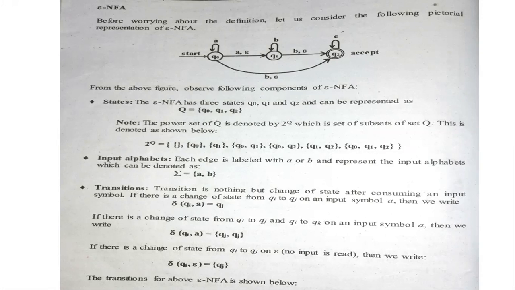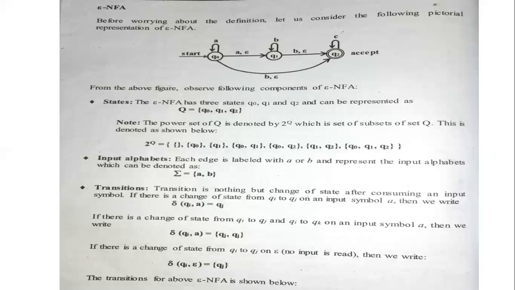Before worrying about the definition, let us consider the following picture representation of epsilon NFA. The same example we got. Here we are trying to represent the input alphabets available, the different states we got, and the transition function we have. The states are Q equal to a total of 3 states: Q0, Q1, Q2.